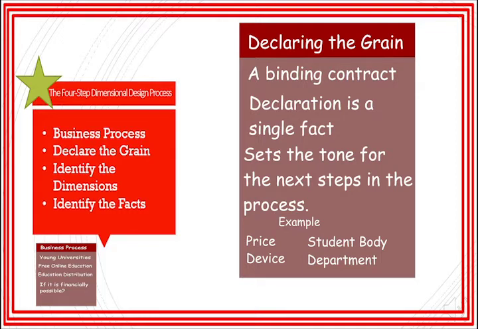Next step was declaring the grain. This is a binding contract that establishes the intentions of the design. Usually, the grain is displayed in a row table. This declaration is a single fact. The grain sets the tone for the next steps in the process. Examples of grain in education are price, device, student body count, department.